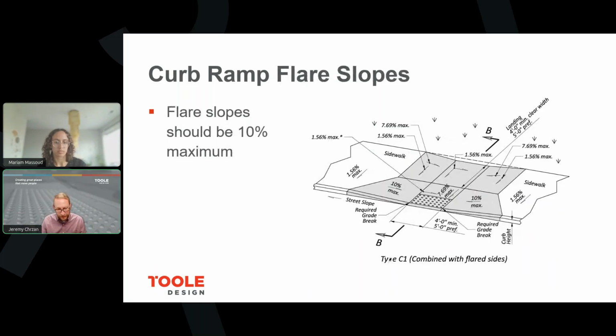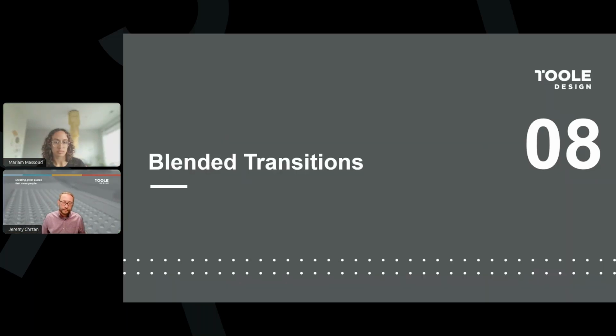When it comes to flares, the maximum slope, both from ODOT and PROWAG's perspective, is a 10% slope. And generally that's measured parallel to the curb line. If you're providing 10% parallel to the curb line and you're providing a compliant curb ramp slope, then anywhere along that flare won't exceed the 10% slope. So that's the easiest way to check for compliance on that one.